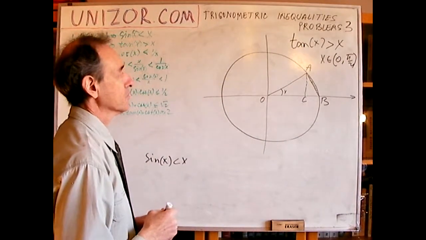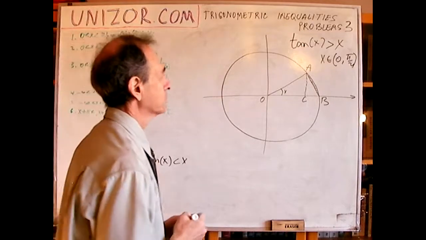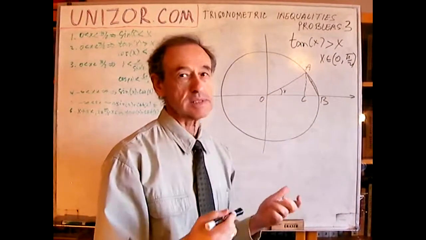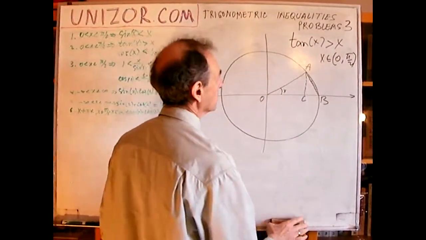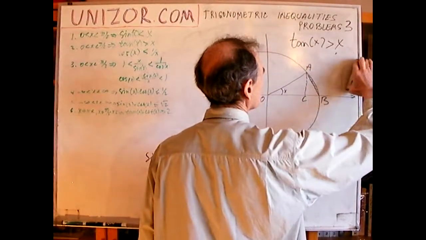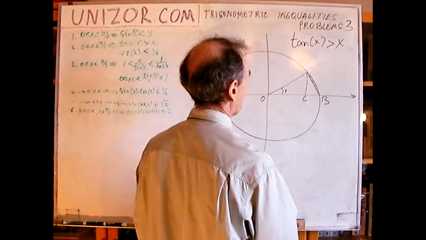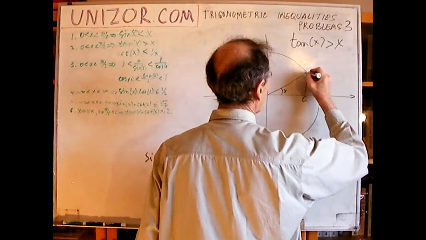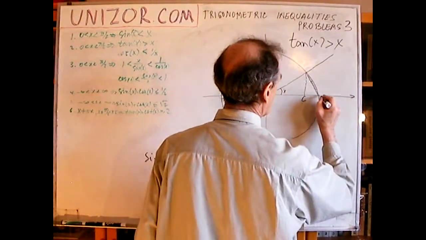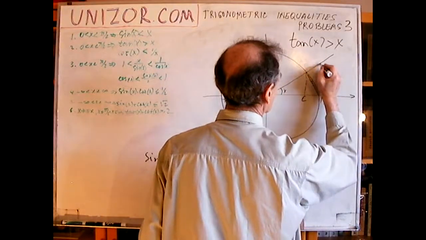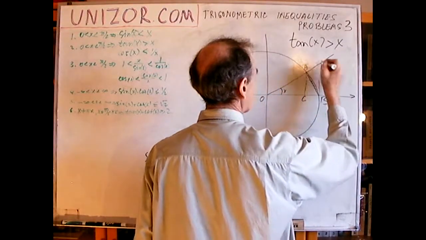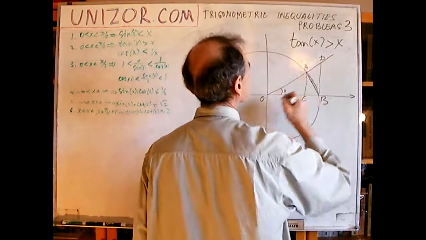Okay, how to prove that? Well, I'll use basically the same approach. What I will do in this case, just like this, I will continue this line, and this is the perpendicular. So this is A, B, C, D. Okay?